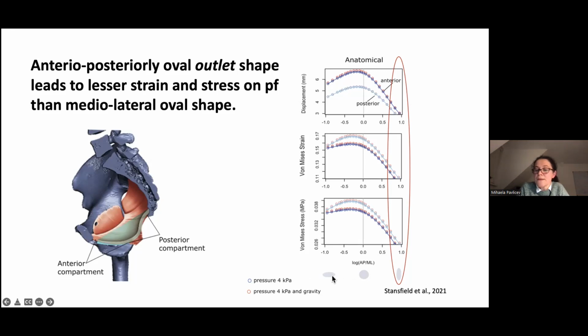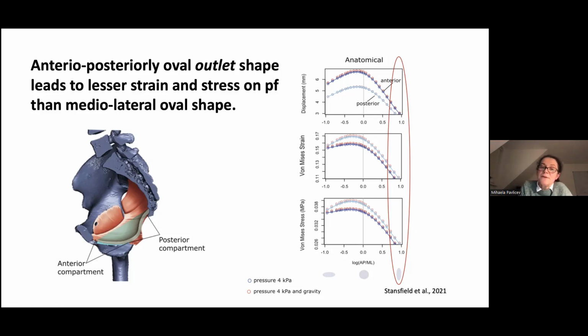What I want you to take from here is really just that we have, at the laterally oval outlet, a relatively high displacement and strain and stress of the pelvic floor. This even increases with the round shape, and it actually decreases quite strongly with the anterior-posterior orientation of the outlet. So it seems that an anterior-posteriorly oval outlet shape leads to lesser strain and stress on the pelvic floor than the mediolateral oval shape.